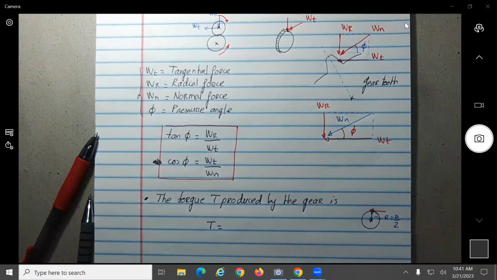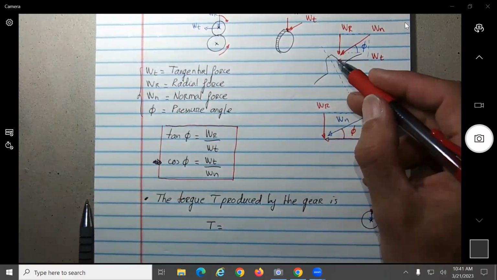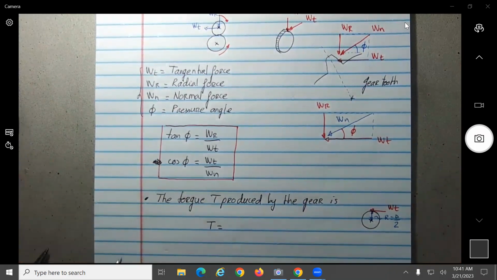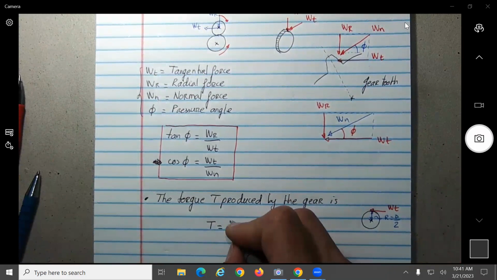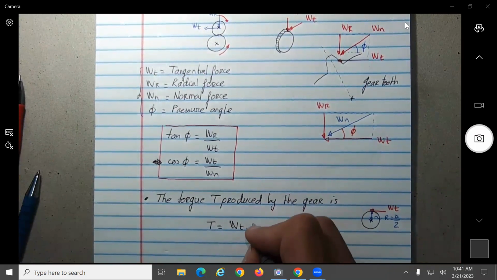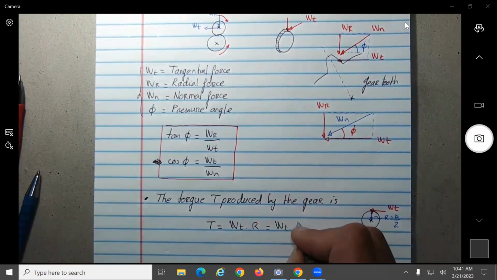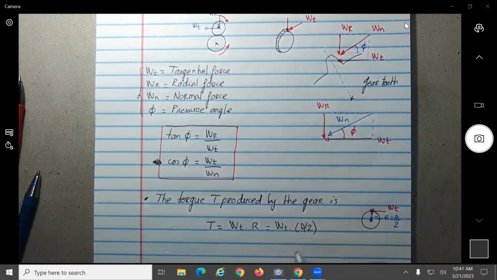So now the question is which one really will be producing the torque: WT, WN, or WR? WT, which is the tangential one. So it should be this one, WT. That's correct. So this should be equal to WT times R, or WT times D over 2.